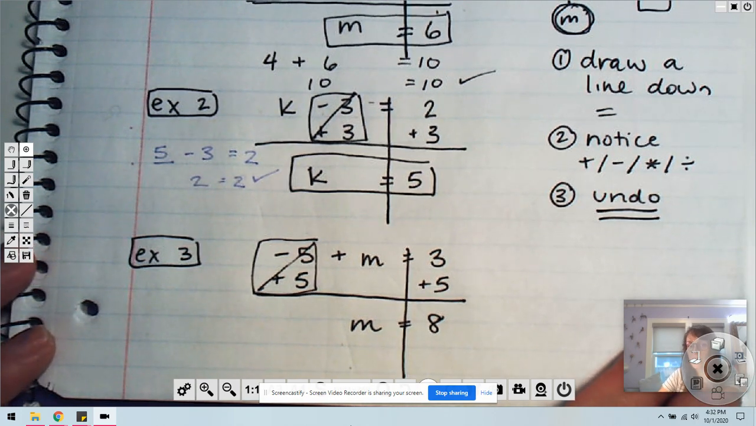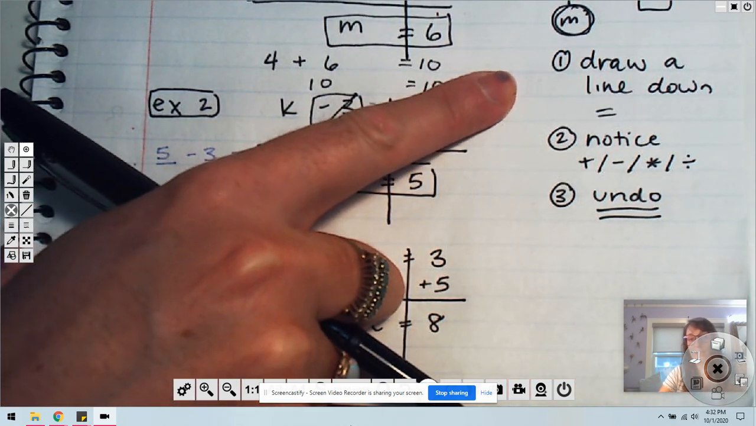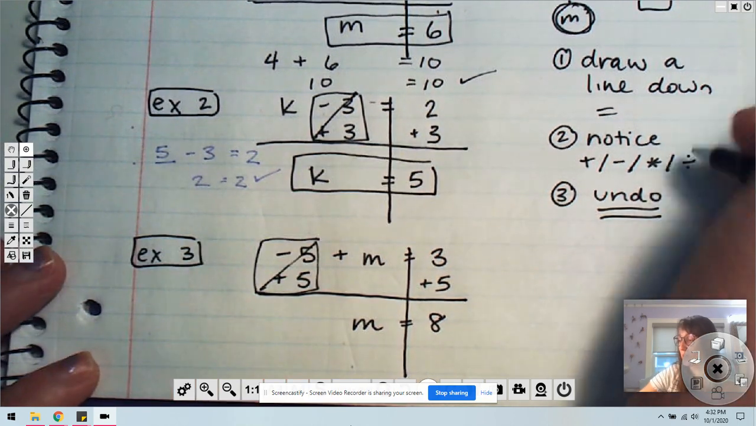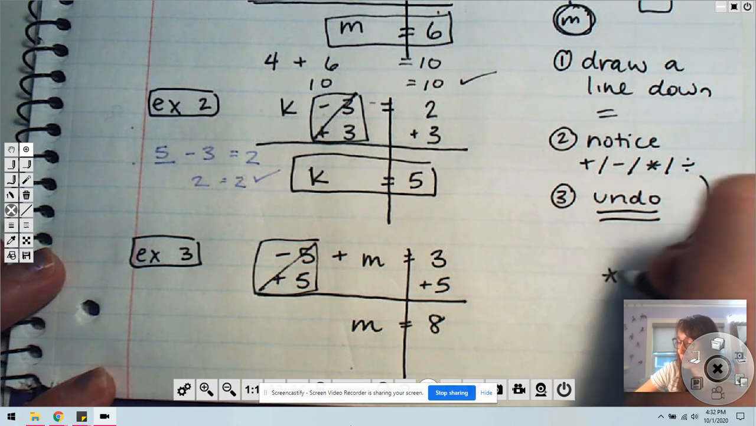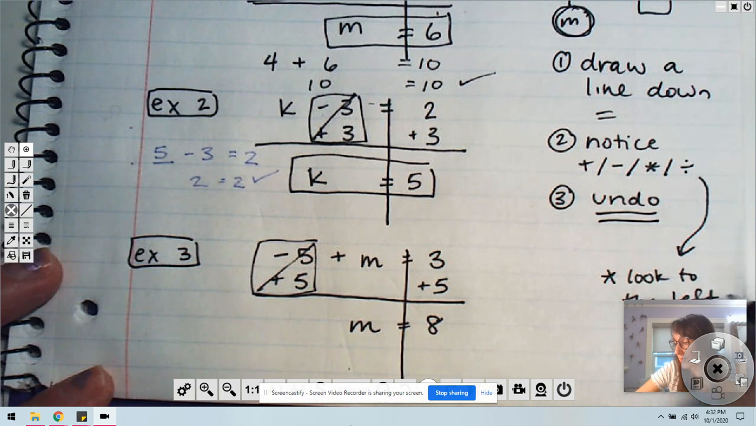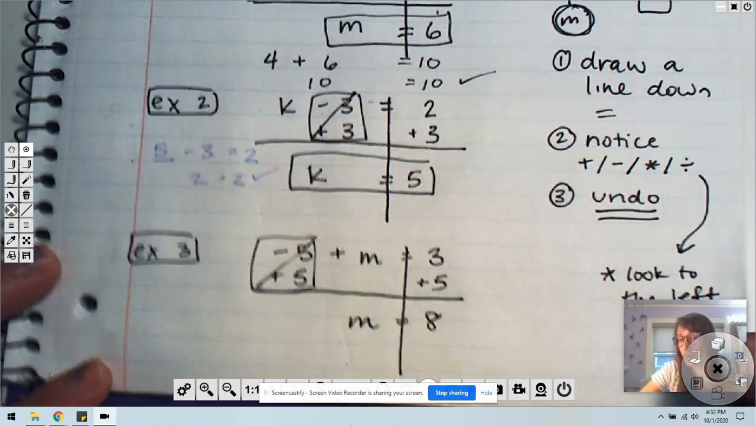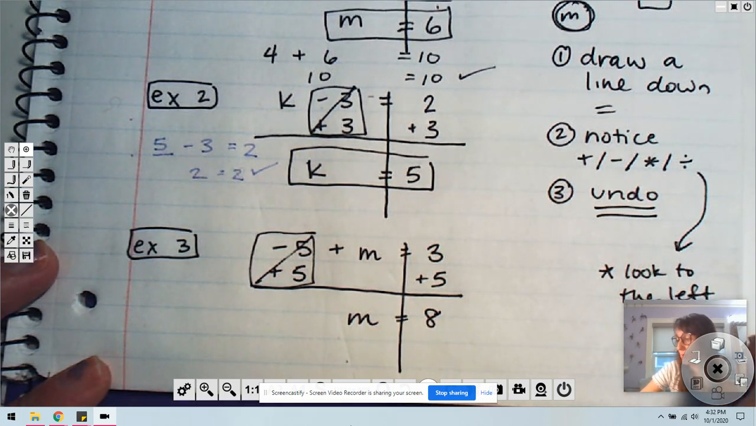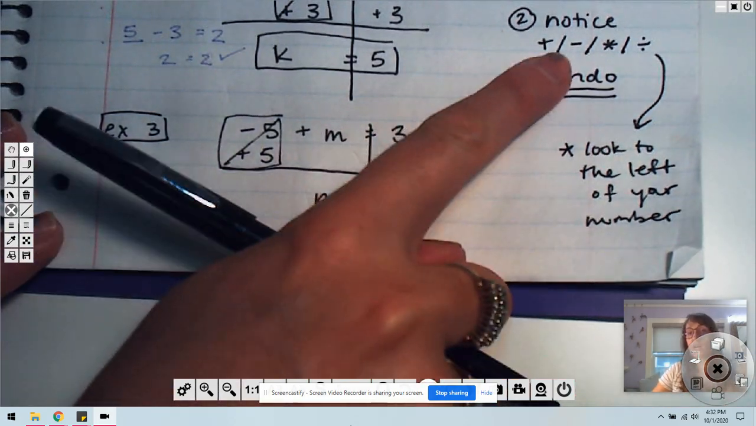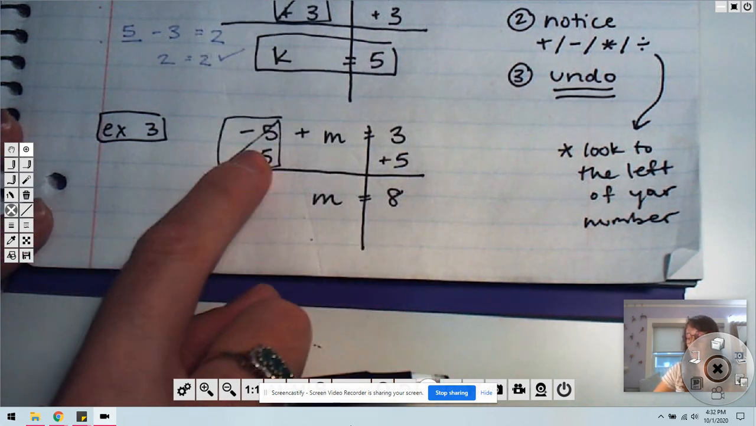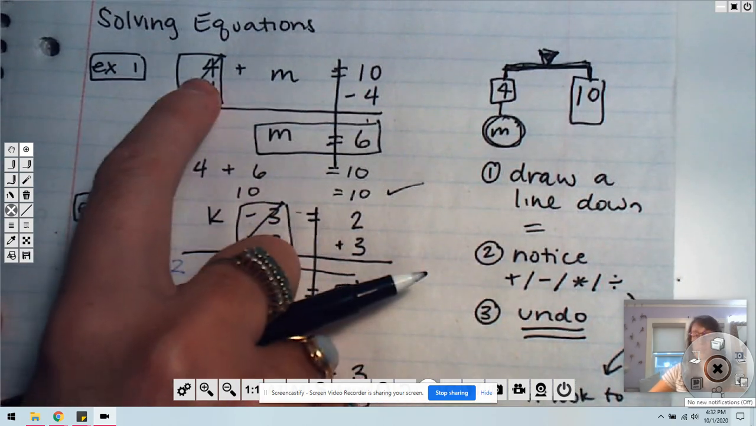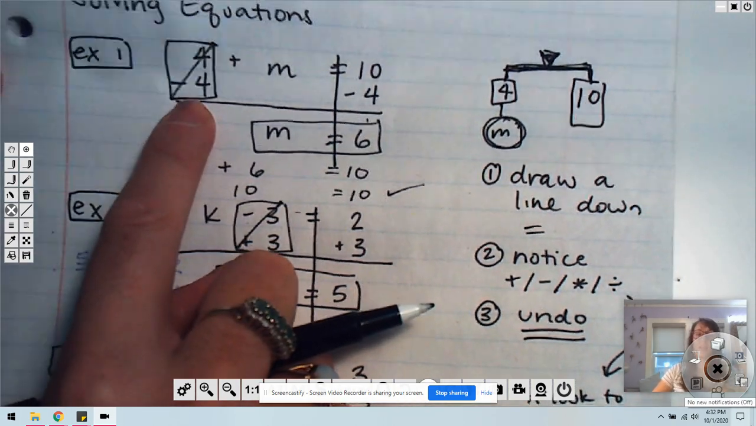So what we need to do to balance equations is draw a line down our equal sign, and notice the positives or negatives, the addition or subtraction. One thing I'm going to make a little note about here is to look to the left of your number. Oh, my face is in the way and I can't read that. Sorry. Look to the left of your number, and then we have to undo whatever that is. So if it was a negative 5, we add 5. If it was a negative 3, we add 3. If it was a positive 4, we subtract 4.